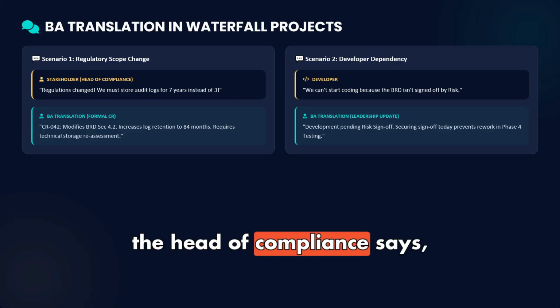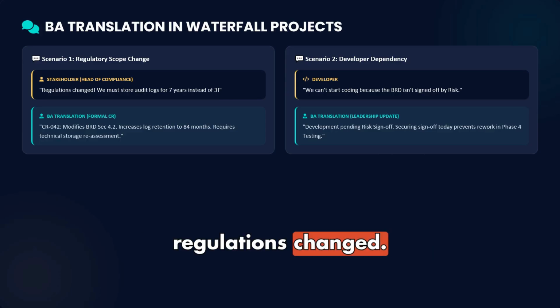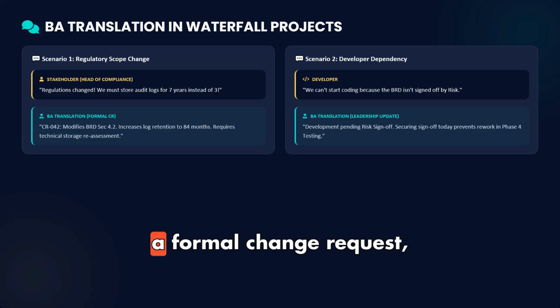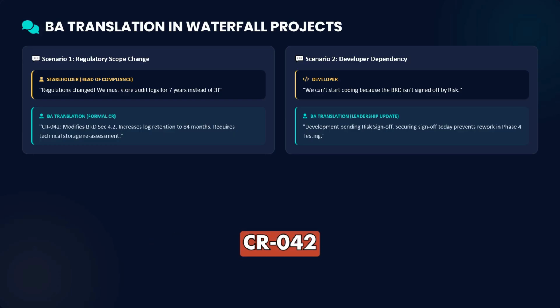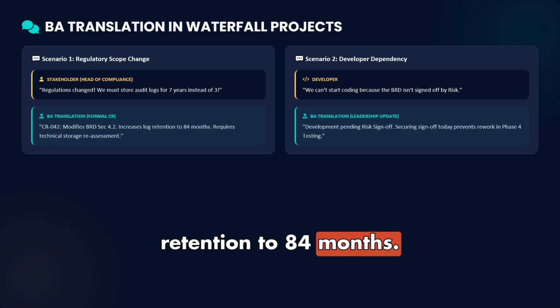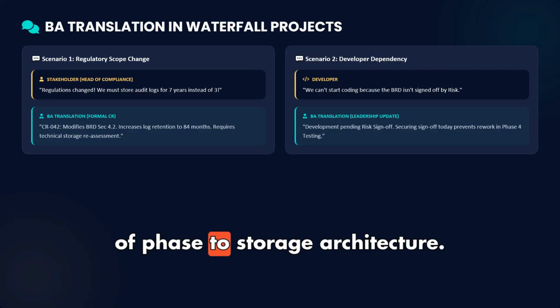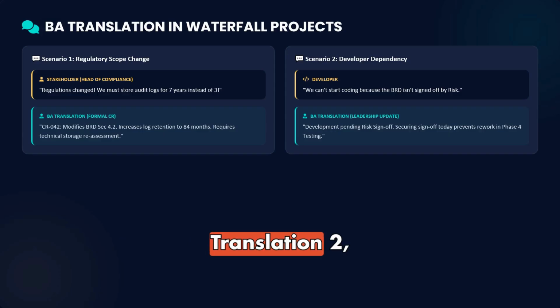Translation 1. The head of compliance says, regulations changed. We must store audit logs for 7 years instead of 3. As the BA, you don't say no, you translate this into a formal change request. CR 042 modifies BRD section 4.2. Increases database log retention to 84 months. Requires technical reassessment of phase 2 storage architecture.